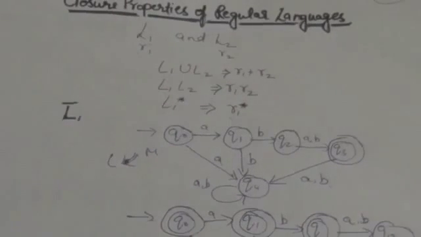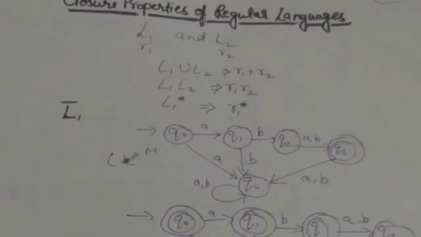L1 concatenation L2 will also be a regular language, and the regular expression corresponding to that language will be R1 R2. R1 Kleene closure will also be a regular language, and the regular expression corresponding to this language will be R1 star.